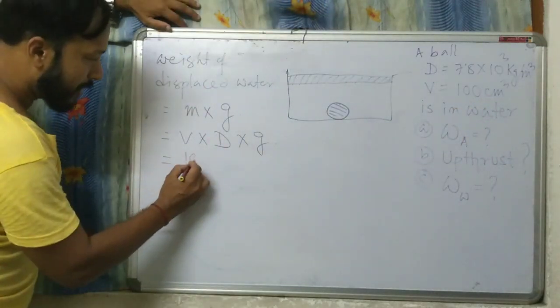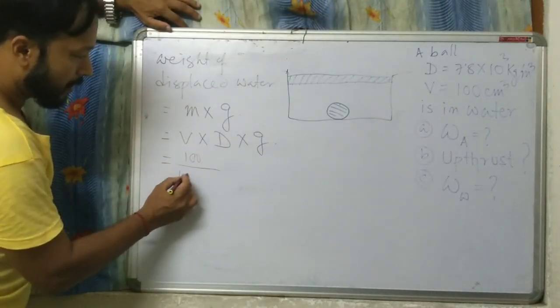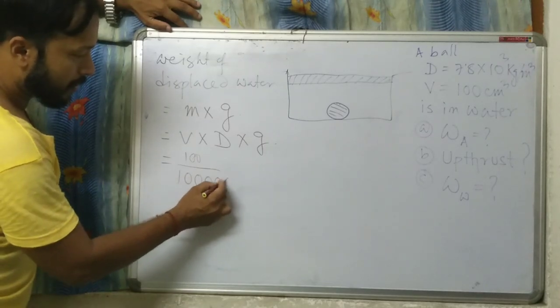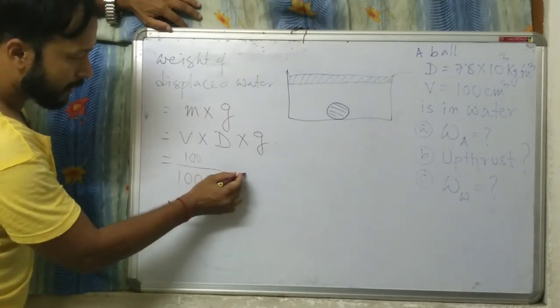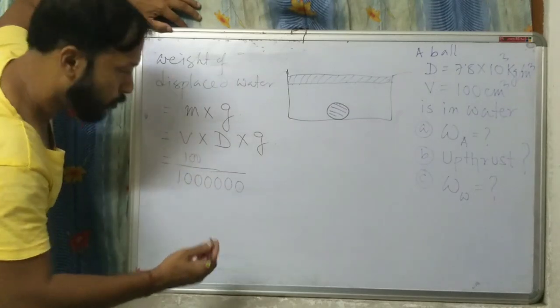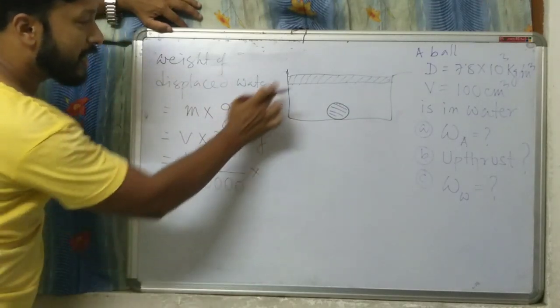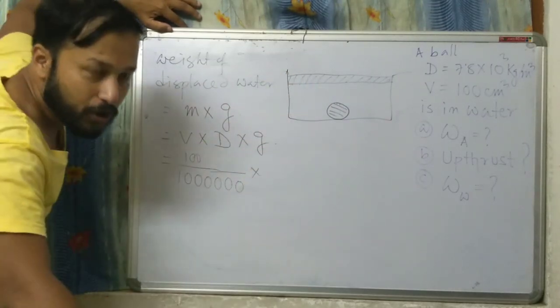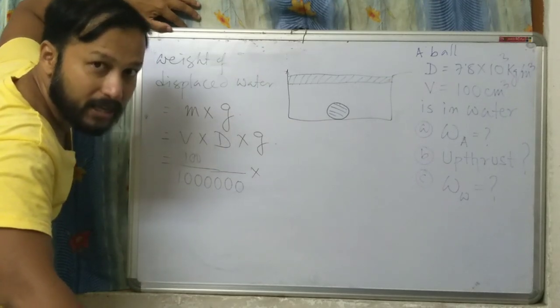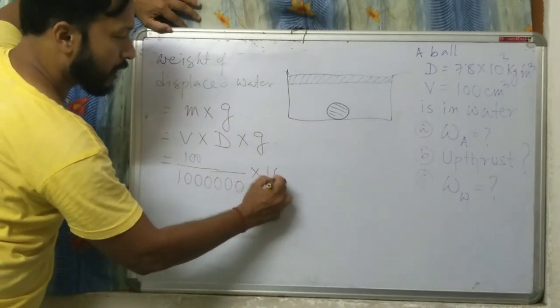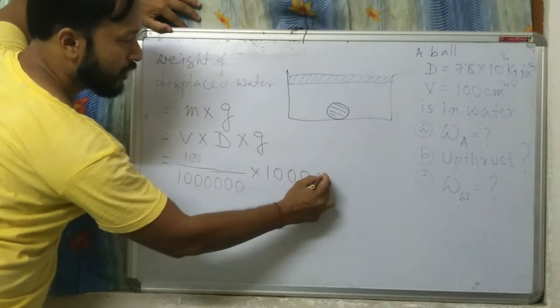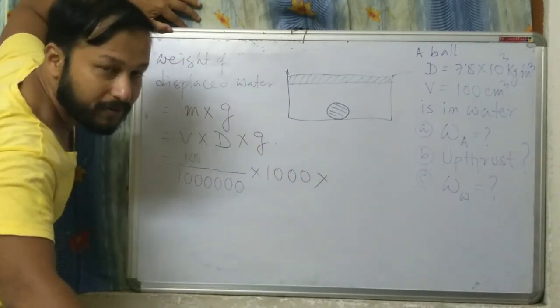So 100 by, the same way we did in the previous portion, into density. Density of water. What is the density of water in the SI system? 1000. Into gravity. What is the value of gravity? 10.